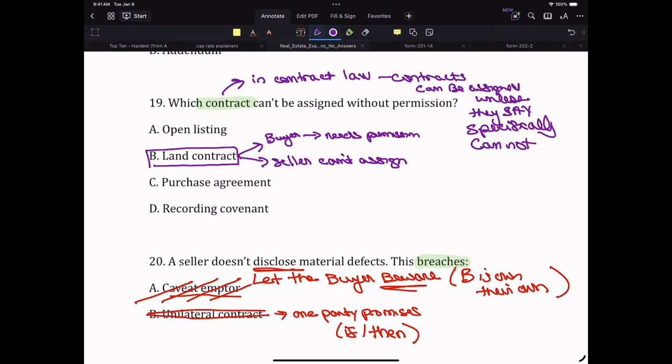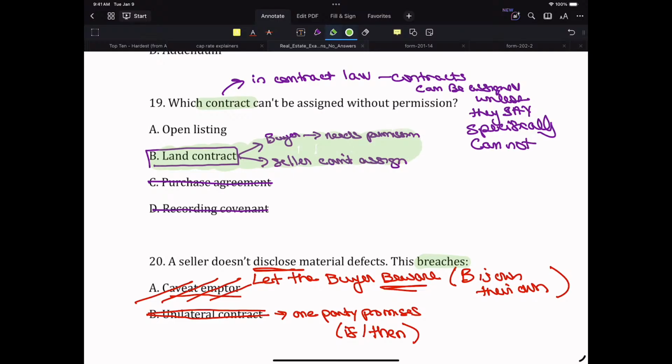Purchase agreements, I think they can. I mean, a recording covenant, I gotta go with B. I gotta go with B, right? So let's see. Is our answer B? And guys, we are geniuses. Yes, the answer is B.